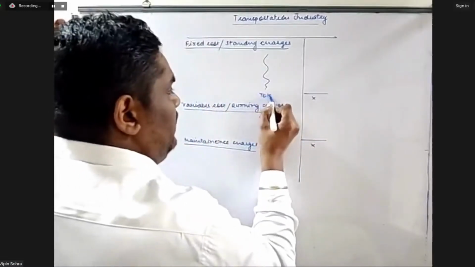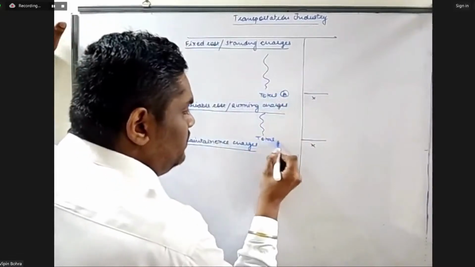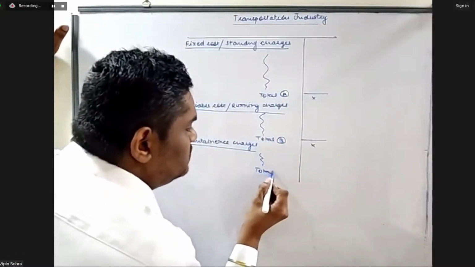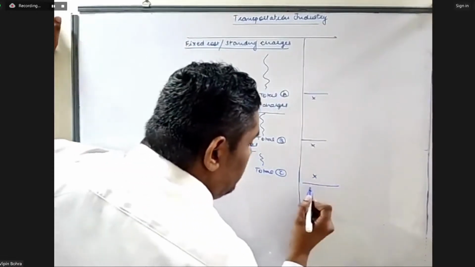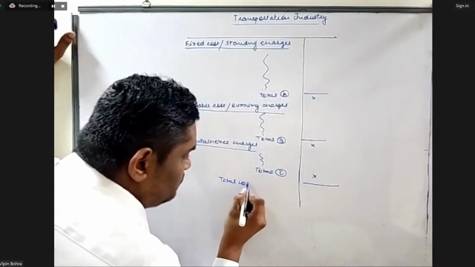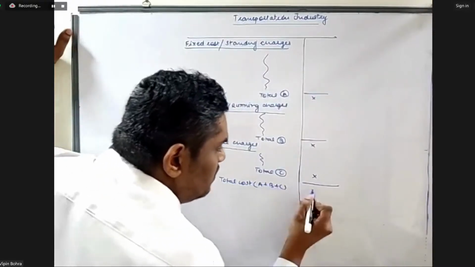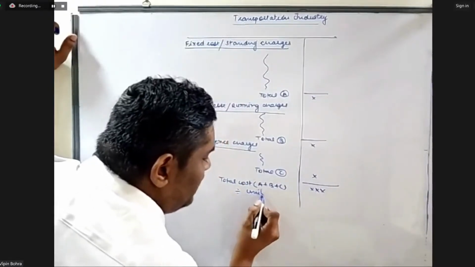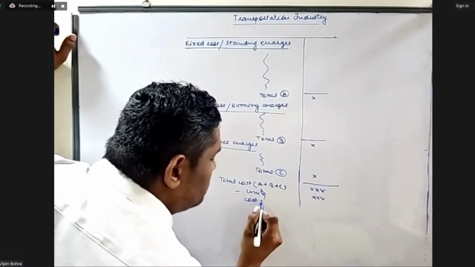This will be total A, this will be total B, and this will be total C. The total of A, B, and C will be the total cost. That is A plus B plus C divided by whatever the units are. We'll get the cost first.